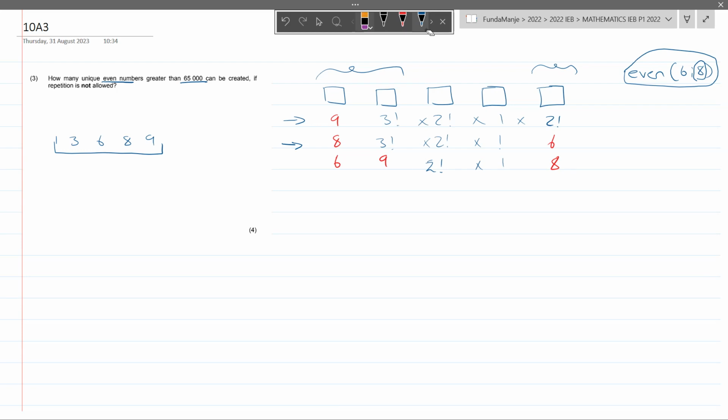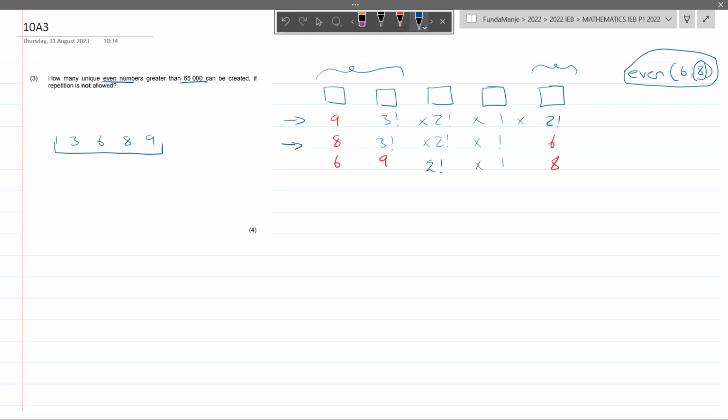But anyways, here we're saying if we pick 9 here, we have 3 options here, 2 options here, 1 option, and we also have 2 options over there. Cool. And then if we pick 8, we say the last number has to be 6 because that's the only way it can be even. That means we only have variety between the middle 3 numbers. And that would be 3 factorial times 2 factorial times 1.